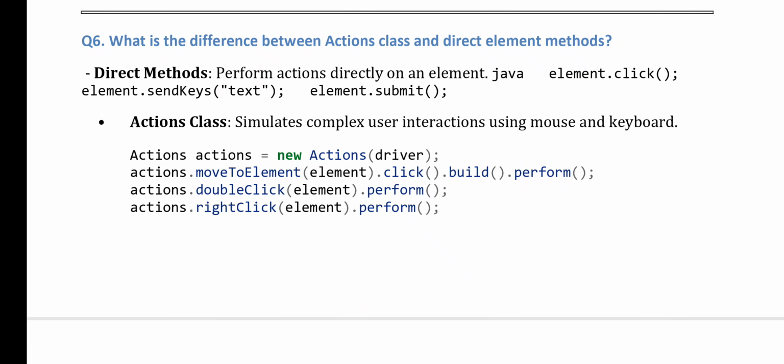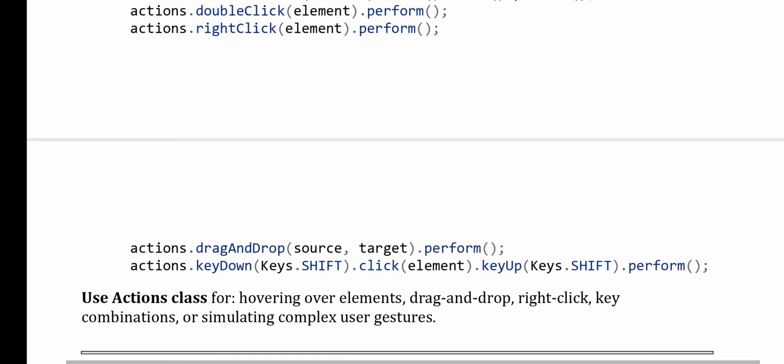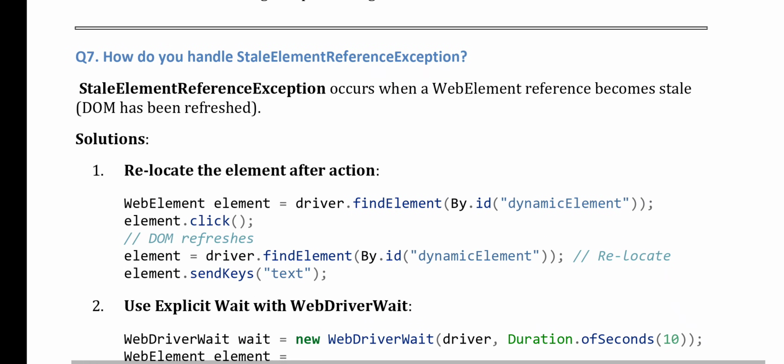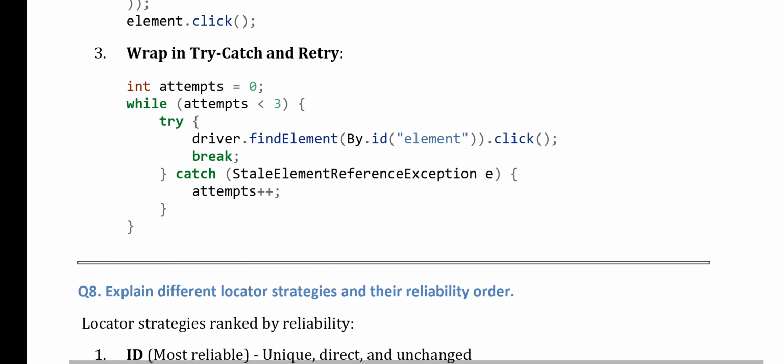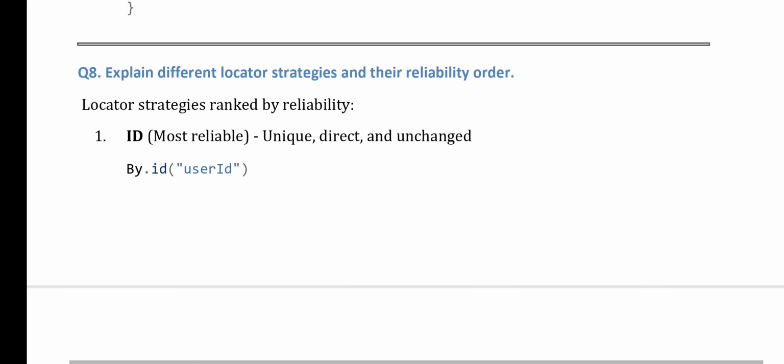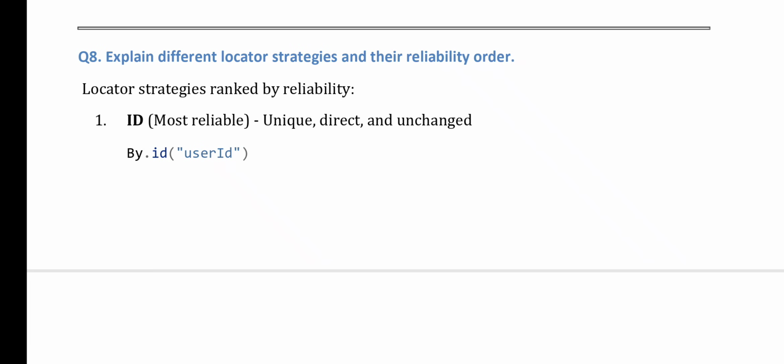The next interview question is: what is the difference between Actions class and direct element methods? And the next question is: how do you handle stale element reference exception, and when do you get the stale element reference exception? For each question, when you answer, the interviewer will expect a counter question. So please be thorough end to end with whatever you are learning.